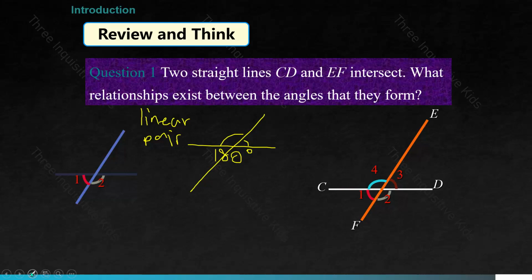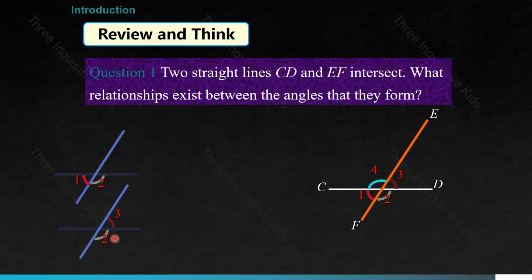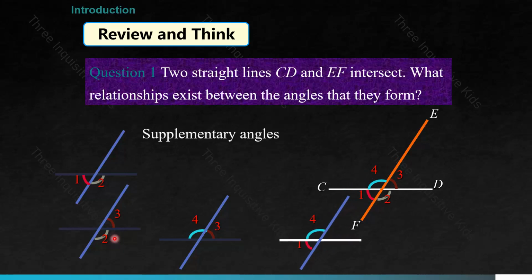All right, and with that, we're going to move on to our next pair. Our next pair of angles is 2 and 3. Again, they form another linear pair. 3 and 4 and 1 and 4 are also linear pairs. They are also each other's supplementary angles.